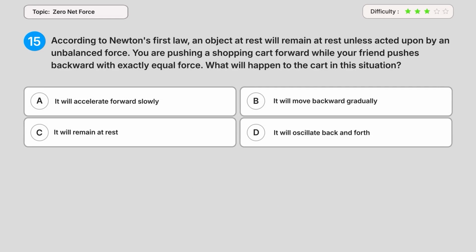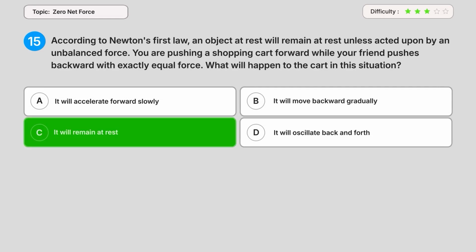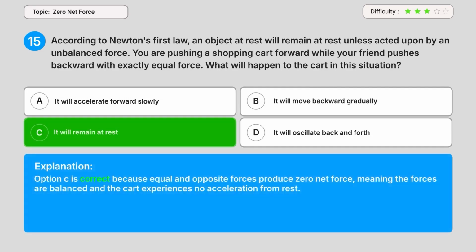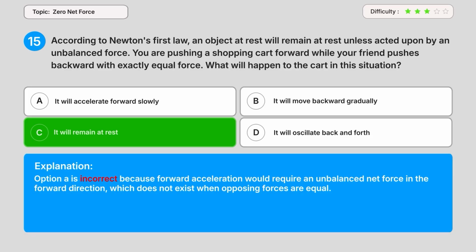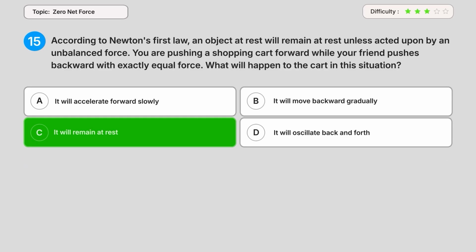Correct answer, C. It will remain at rest. Explanation. Option C is correct because equal and opposite forces produce zero net force, meaning the forces are balanced, and the cart experiences no acceleration from rest. Option A is incorrect because forward acceleration would require an unbalanced net force in the forward direction, which does not exist when opposing forces are equal.